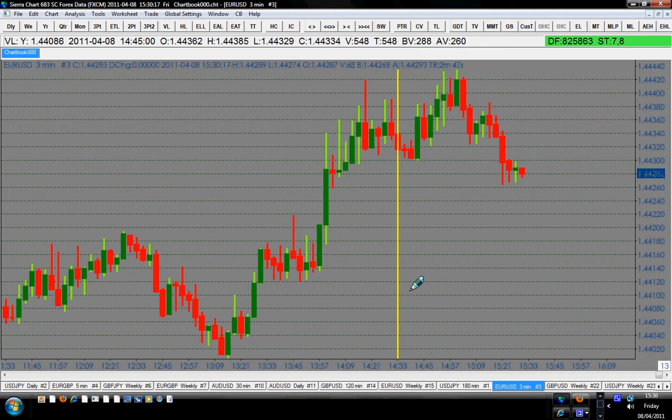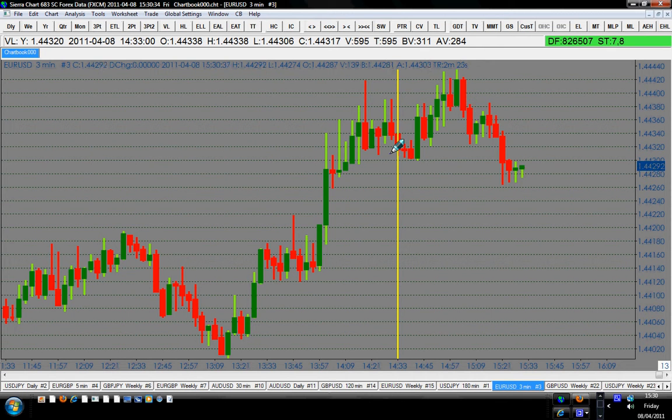On this chart here, I have a yellow vertical line, as you can see. This is the point in time today, on the 8th of April 2011, where New York did open. New York did open here.